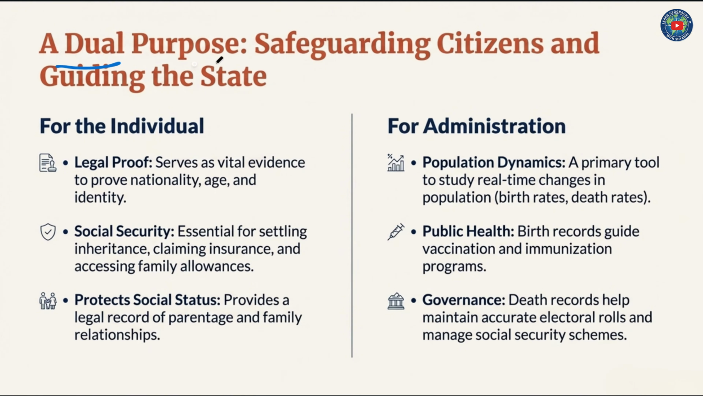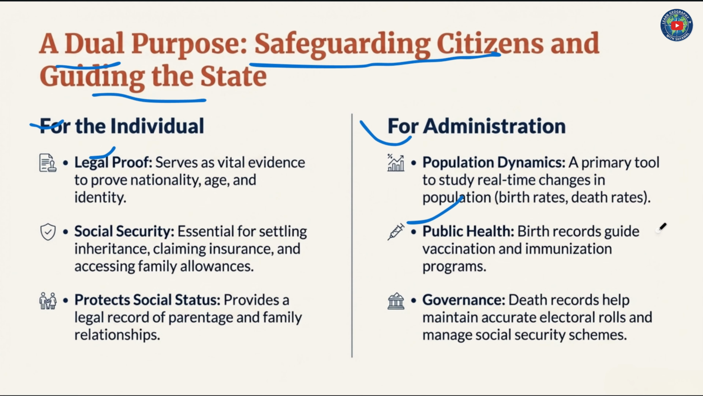A dual purpose: safeguarding citizens and guiding the state. For the individual, legal proof serves as vital evidence to prove nationality, age and identity. Social security is essential for settling inheritance, claiming insurance and assessing family allowance. It protects social status and provides a legal record of parentage and family relationships. For administration, population dynamics: it is a primary tool to study real-time changes in population, birth rates, and death rates.